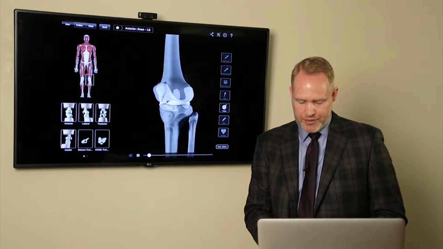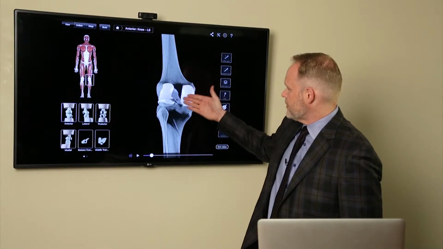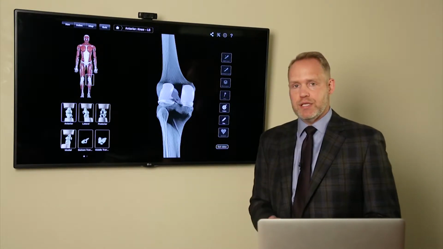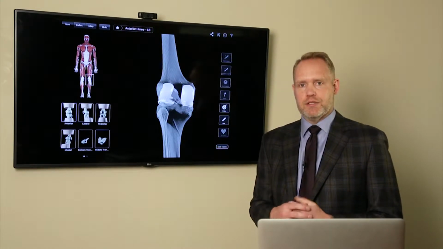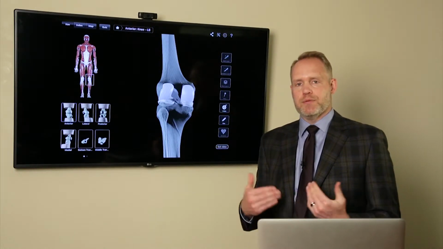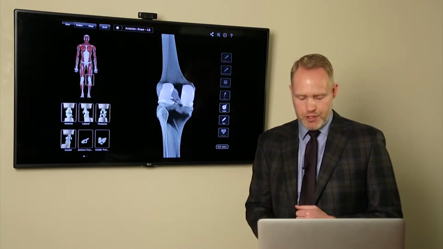So again, we have this nice, healthy knee. You see the nice gliding surfaces there. This is a younger person's knee. Our osteoarthritis tends to be a degenerative condition. It's something that some of us are prone to. It becomes worse over time. There's arthritic changes within the knee, and we're going to see some of those changes here in a second.